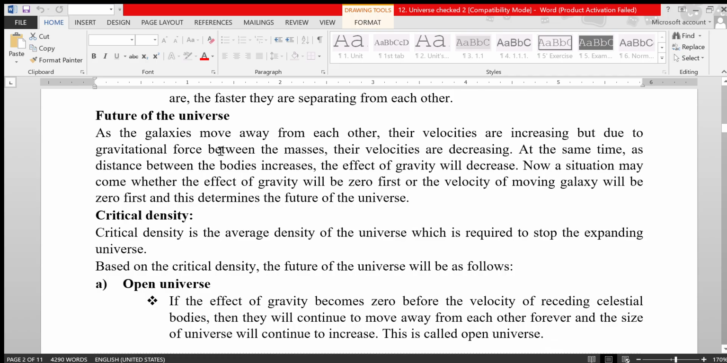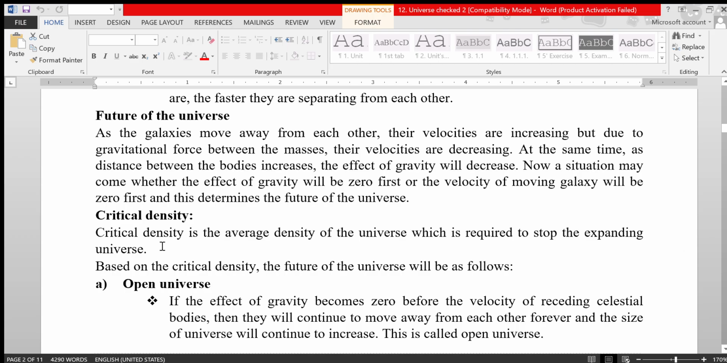Future of the universe. As the galaxies move away from each other, their velocity is increasing, but due to gravitational force between them, their velocity is decreasing at the same time. As the distance between bodies increases, the effect of gravity will decrease. Now a situation may come whether the effect of gravity will be zero first or the velocity of moving galaxies will be zero first, and this determines the future of the universe.